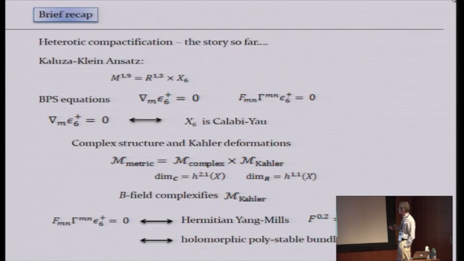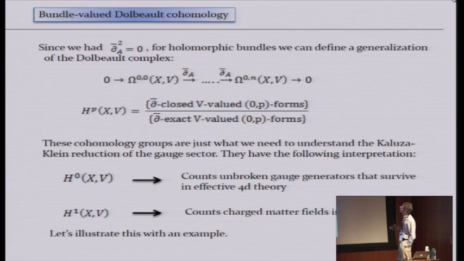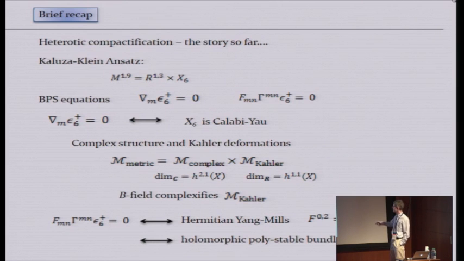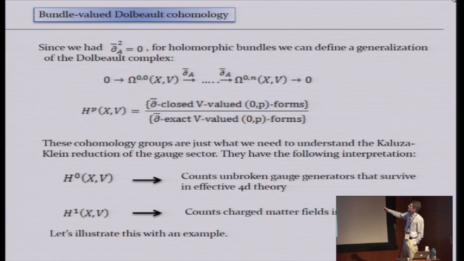And indeed, that leads us to Dolbeault cohomology. Remember that since the (0,2) part of the curvature vanishes, the (0,1) part of the connection squares to 0. And so on holomorphic bundles, you can define an analog of the Dolbeault complex, which takes values in a holomorphic bundle. We previously discussed Dolbeault cohomology just for (p,q) forms, and now we're going to discuss Dolbeault cohomology for (0,p) forms, which are valued in a holomorphic bundle.